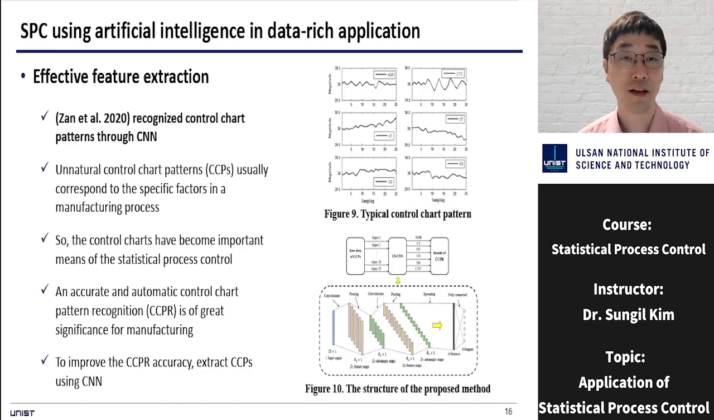Here is another example for effective feature extraction. A natural control chart pattern usually corresponds to specific factors in the manufacturing process. So the control chart has become an important means of statistical process control. Therefore, accurate and automatic control chart pattern recognition is of great significance for manufacturing enterprises. In order to improve the CCPR accuracy, there was an attempt to extract unnatural control chart patterns using CNN.